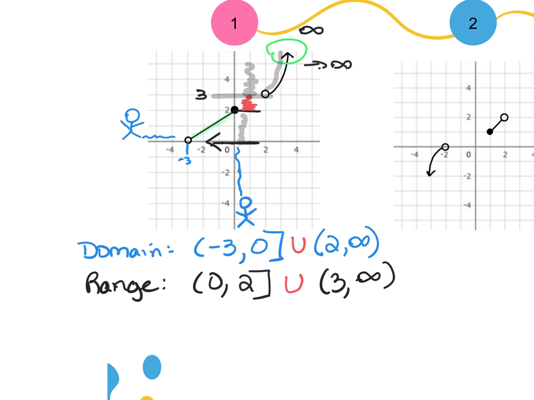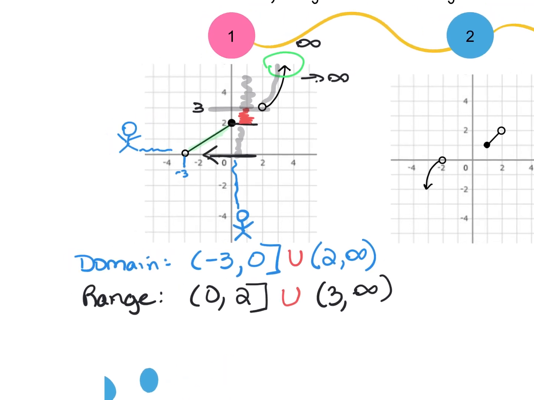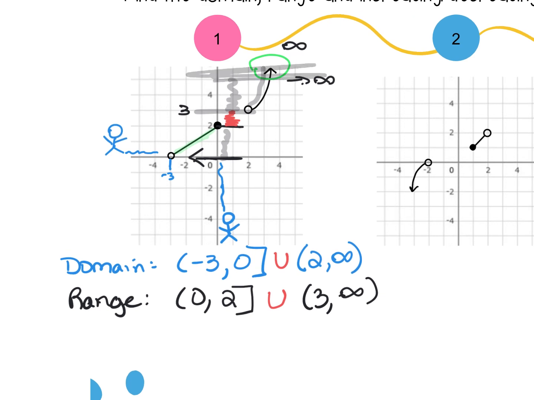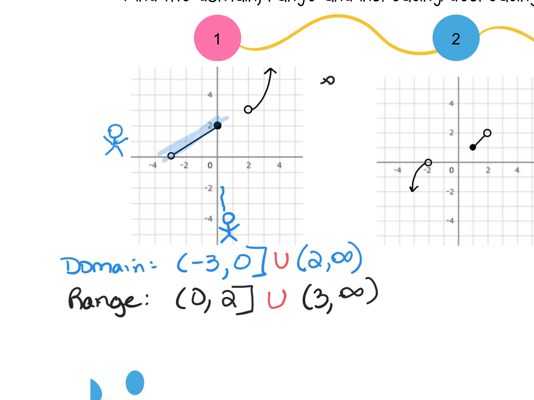Now we have to figure out where the graph is increasing, decreasing, and constant. So let me go ahead and erase some of this stuff. Now, if you want to think of the pieces of the graph like slope, that can help identify where it's positive or negative or constant. For example, over here, this piece looks like a positive slope. It's rising from left to right, so this would be an increasing piece.